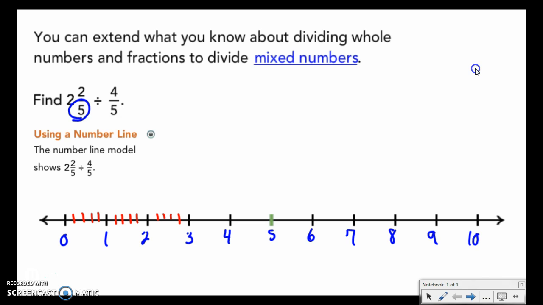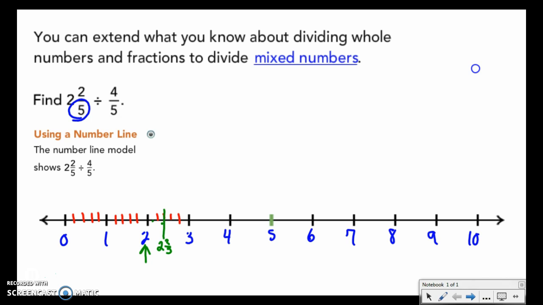So first we need to find 2 and 2/5. Well, 2 is right here. So 2/5 will just be 2/5 over 1, 2. So it's going to be right here. Okay? That's 2 and 2/5. Excuse my handwriting, that says 2/5.